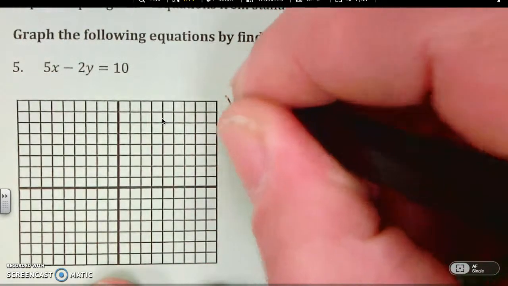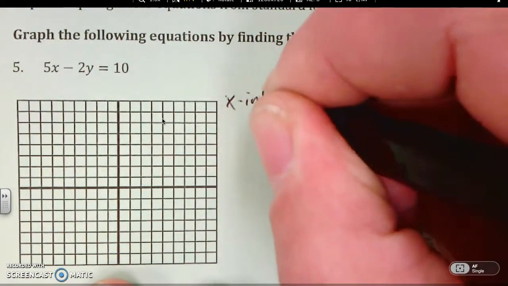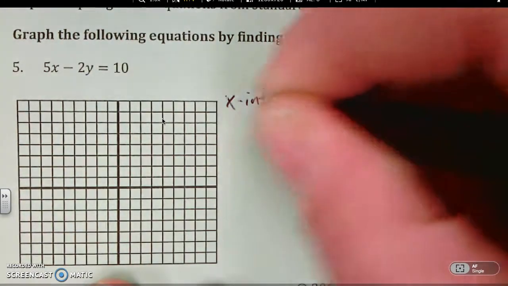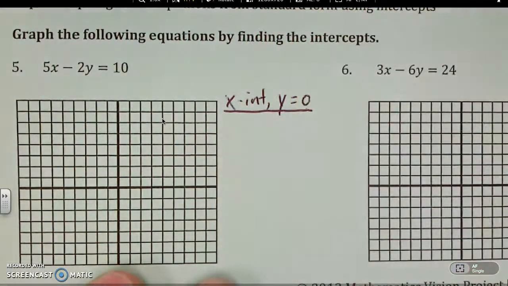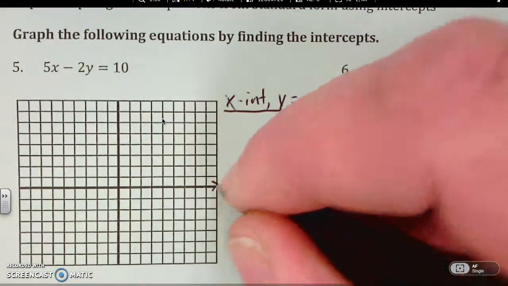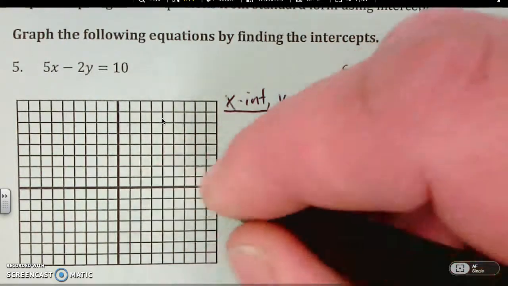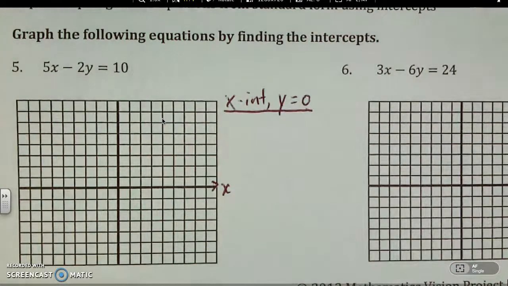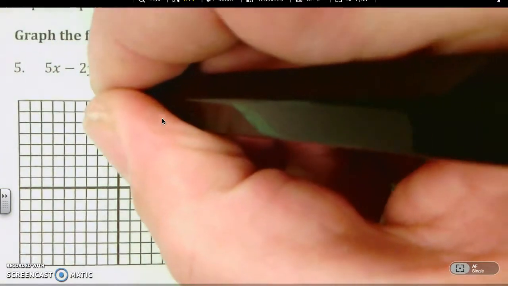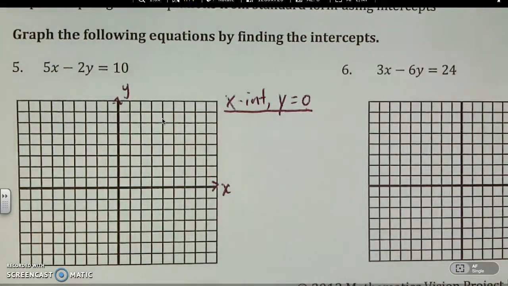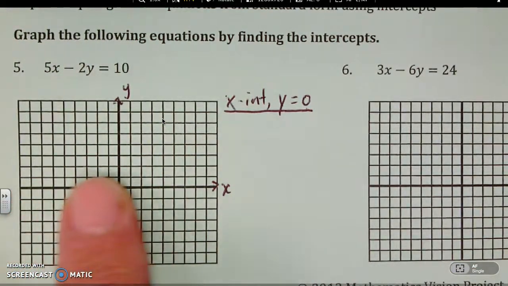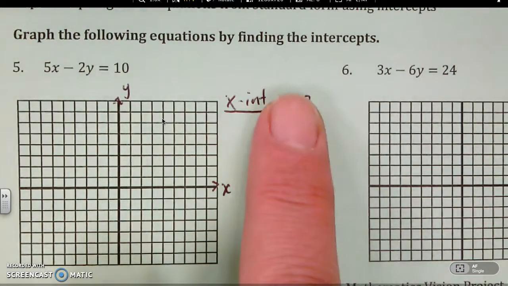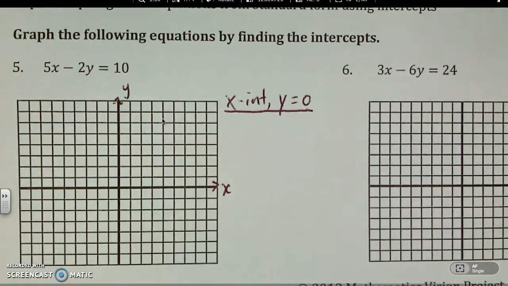Intercepts. The reason I like intercepts is that they're easy. If you want the x-intercept, that's when y equals 0. The reason is if you're on the x-axis, you've gone up 0. You have not gone up any, so your y value would be 0. So anywhere on the x-axis, anywhere along here, your y value would be 0. There you go. So how do you find the x-intercept?